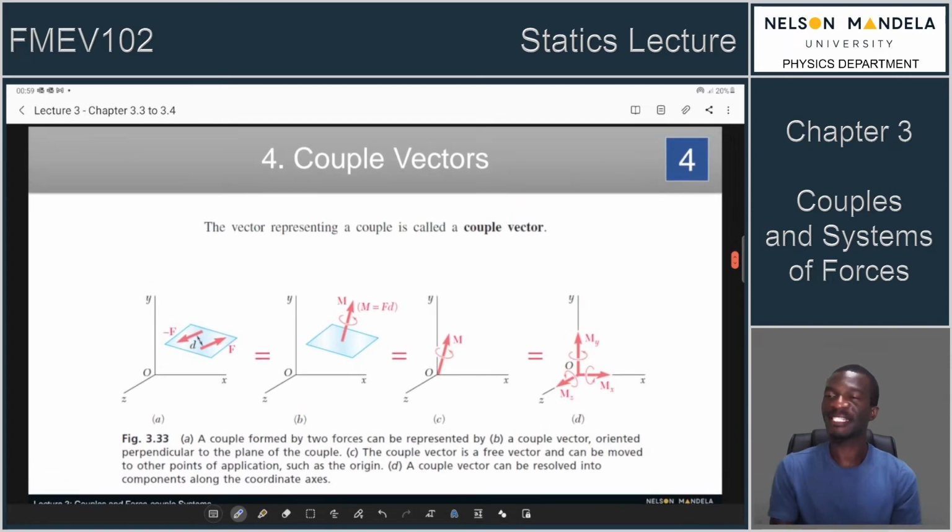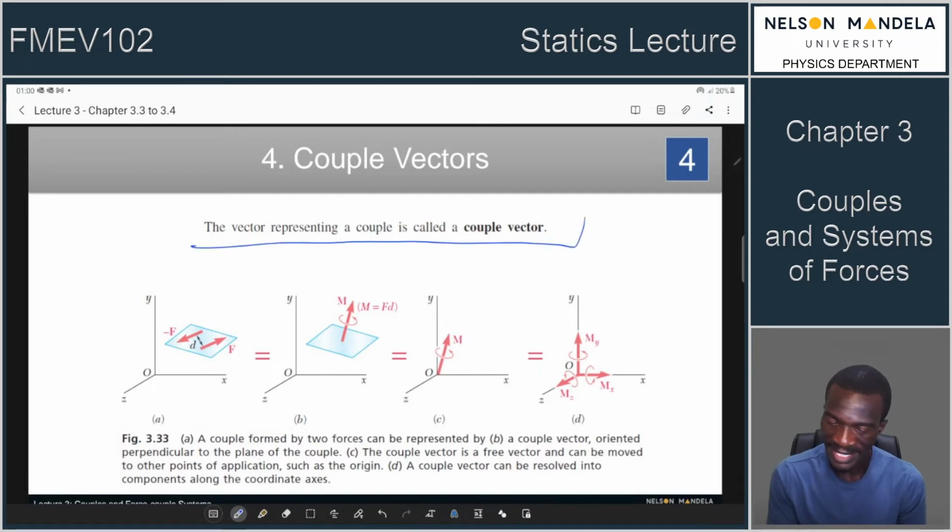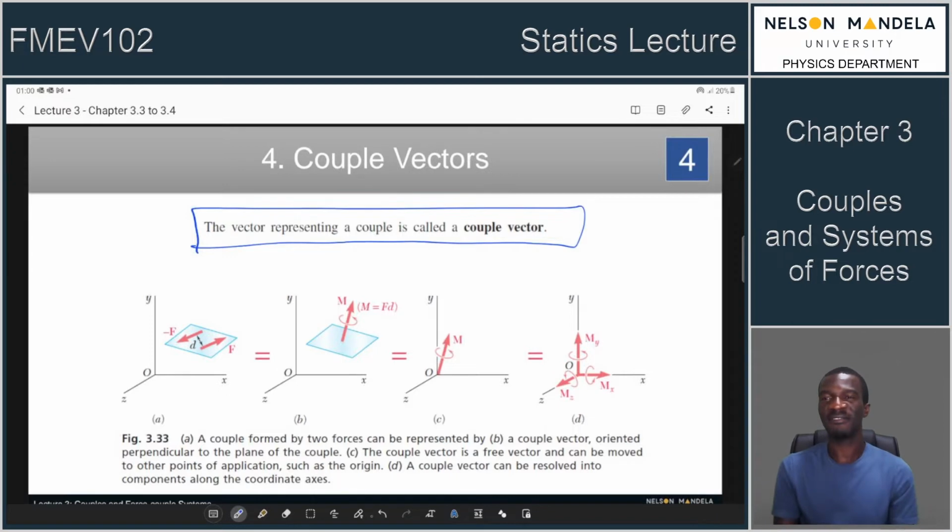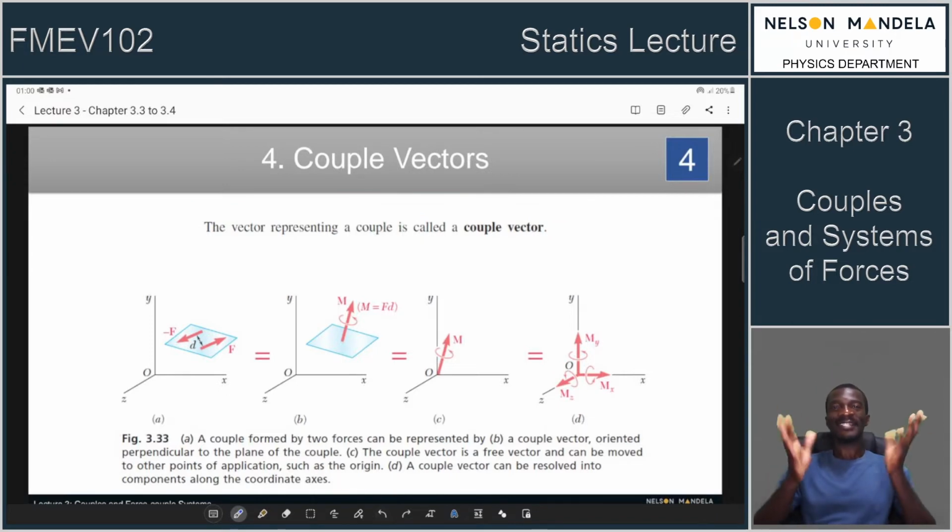Now, there is a special vector called the couple vector. This couple vector is what is being introduced here. The vector representing a couple is simply called a couple vector. A couple is a set of two forces. Instead of us drawing two forces all the time, you can just draw a vector called a couple vector.